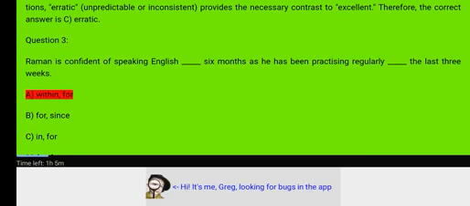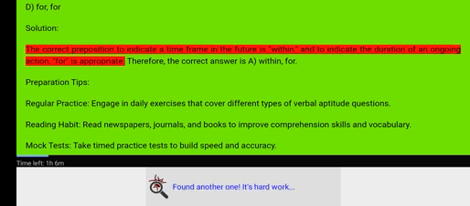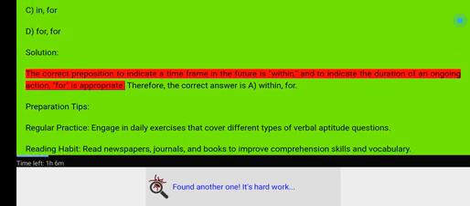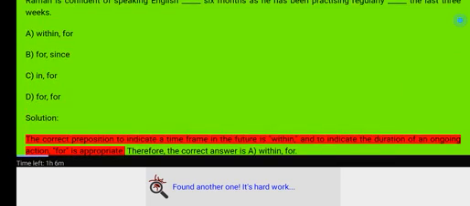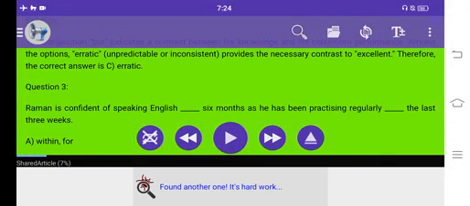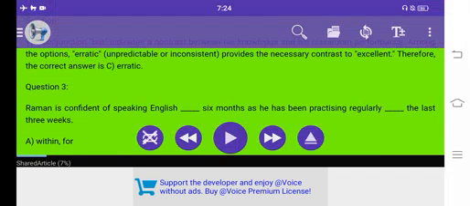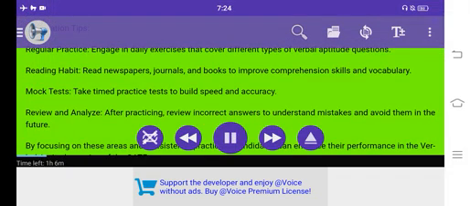Question 3. Raman is confident of speaking English, blank, 6 months as he has been practicing regularly, blank, the last 3 weeks. A. Within, 4. B. For, since. C. In, 4. D. For. Solution. The correct preposition to indicate a time frame in the future is within, and to indicate the duration of an ongoing action, for, is appropriate. Therefore, the correct answer is within, 4.